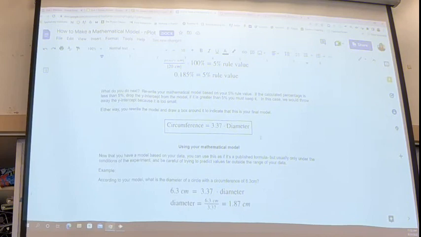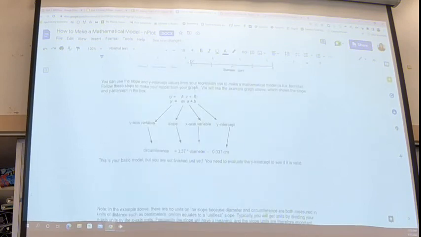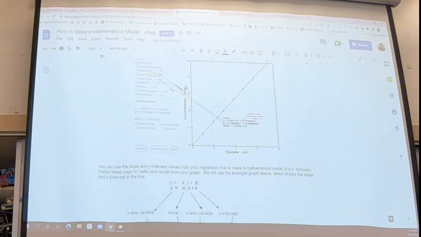So one thing I want to point out is a lot of students, when they're doing this, identify the y-axis variable and the x-axis variable from their axes. This is your variable. The value in parentheses is your unit. You don't use your unit in your equation. You would never want to say centimeters equals 3.14 centimeters, right? That makes no sense. So always put your variable, which is outside the parentheses, equals your slope times diameter. A lot of students make that mistake.